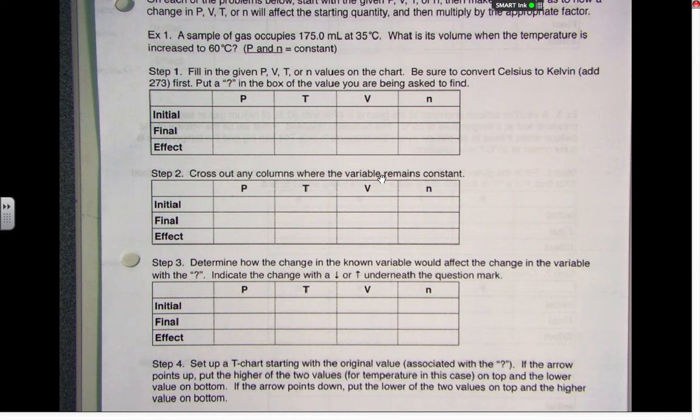The first step is to fill in the given P, V, T, or N values on the chart. Be sure to convert Celsius to Kelvin. That means we need to add 273, always. Our units always need to be changed over to Kelvin. We don't use Celsius. We put a question mark in the box of the value we are being asked to find.